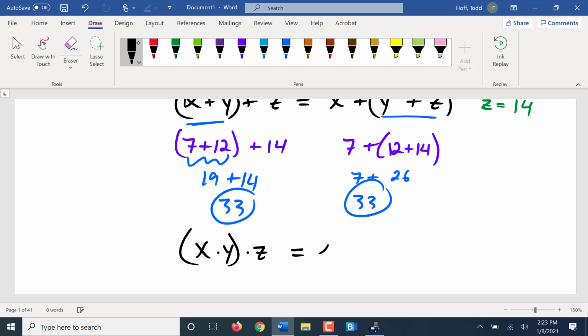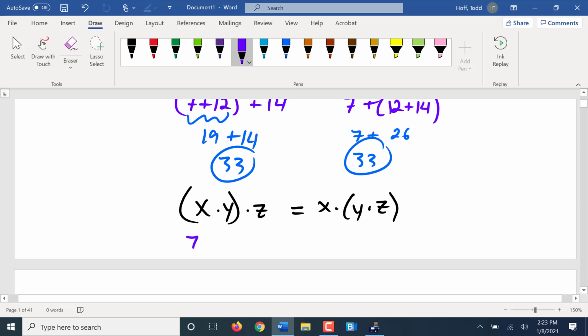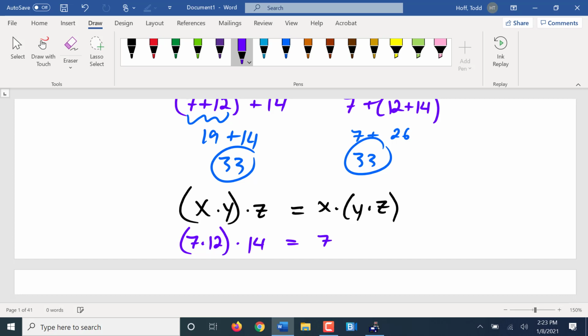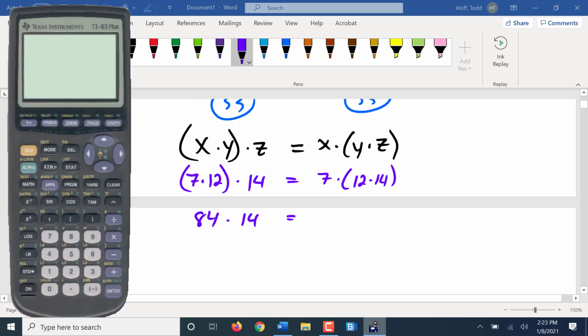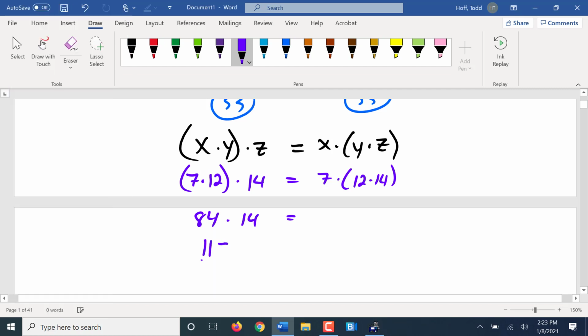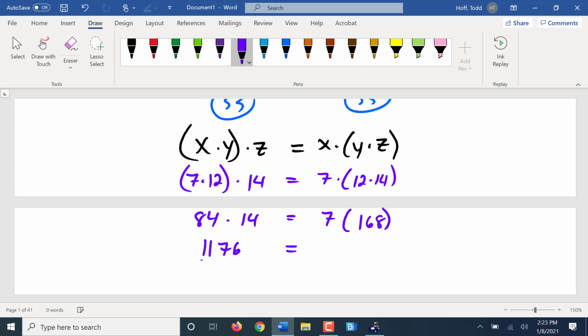X times Y times Z, or X times Y times Z. What is 7 times 12? 84. 84 times 14? 1176. Good. How about over here? What's 12 times 14? 168, and then 7 times 168? 1176. So it works for multiplication. It obviously won't work for subtraction and division.